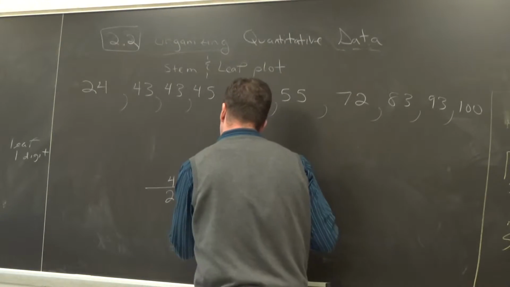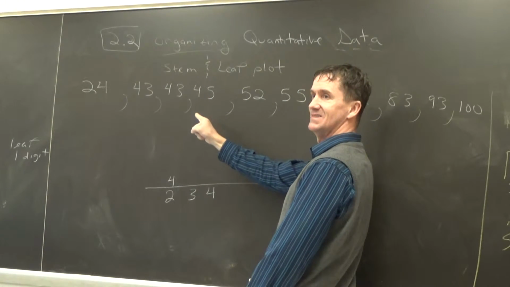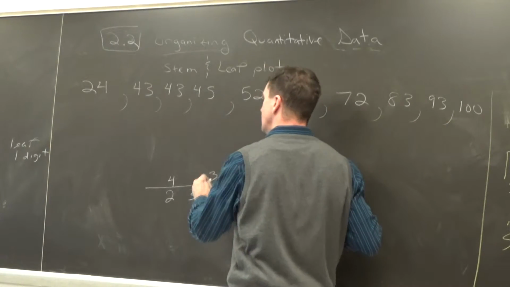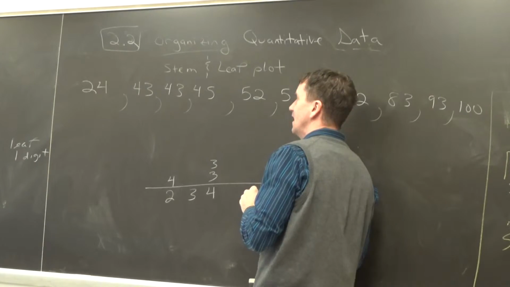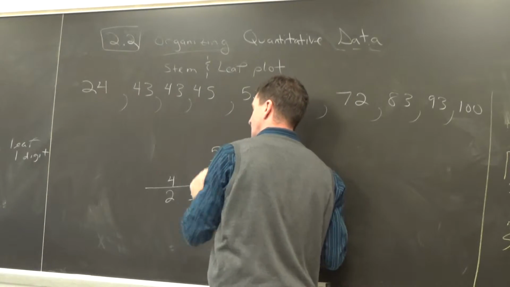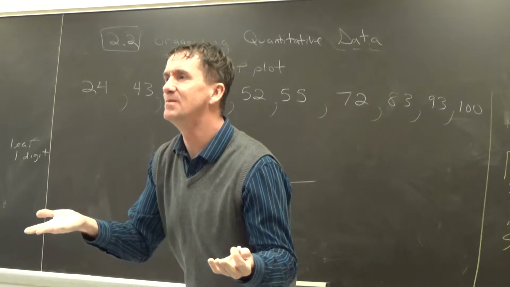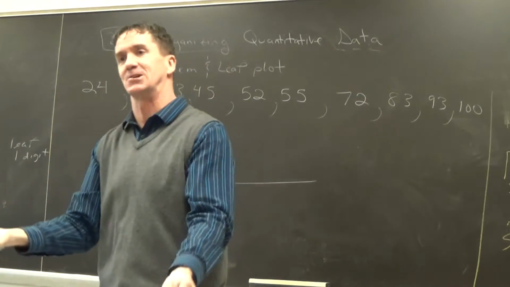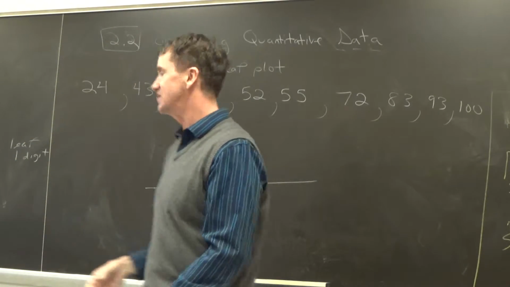My next stem is a 4. Now, how many in the 40s? 2. And we'll go in order from lowest to highest. There's a 3. Is there more than one 3? Yes. So I've got to write it again. And then a 5. Is everyone so far so good with this? Doesn't this look like a histogram? A stem and leaf plot is a histogram that just has more information in it. It's actually showing you the numbers in there.